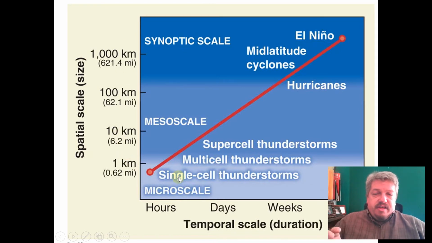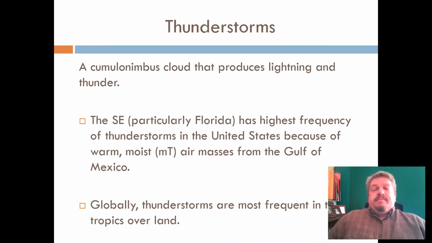So you'll notice that as the scale of time gets longer, the size is bigger. A single cell thunderstorm happens right in your neighborhood. A hurricane can cover thousands of miles. El Nino covers the globe. So the larger the area, the longer it takes. That's the relationship. So, thunderstorms. Here's the shocker: a thunderstorm produces lightning and thunder. That's the difference between rain and a thunderstorm. If it makes lightning, then it makes thunder.